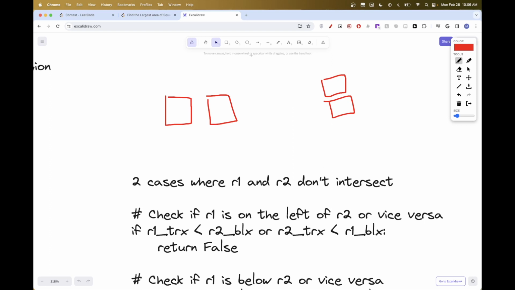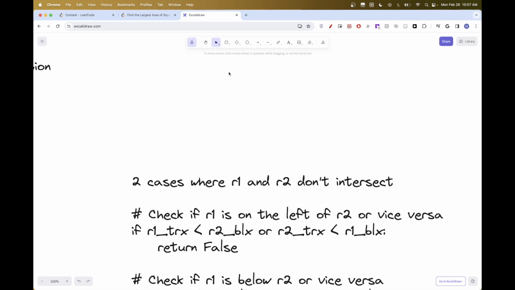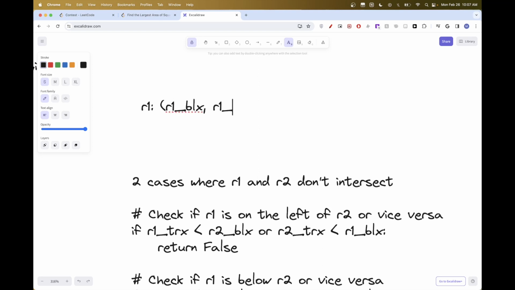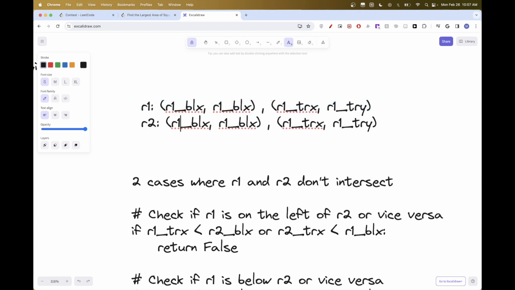Well, let's first do some naming here. Let's say this is R1 and this is R2. Let's name the bottom left of R1 R1 BLX for the X coordinate. For R1, the bottom left is going to be R1 BLX and R1 BLY, and then R1 top right X and R1 top right Y for the top right coordinates. And we do the same thing for rectangle 2, except it's R2.